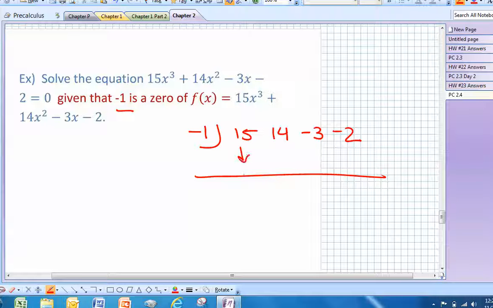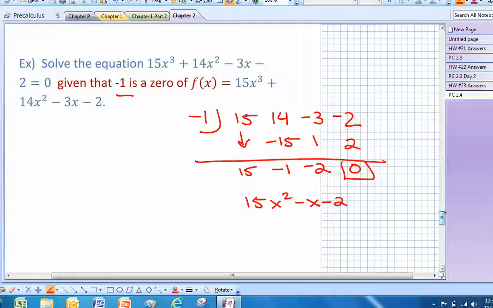Well, when I do the synthetic division, bring down the 15. 15 times -1 is -15. Add down gives me -1. -1 times -1 is 1. Add down gives me -2. -2 times -1 is 2. Add down gives me 0. So notice the resulting equation is 15x squared minus x minus 2.